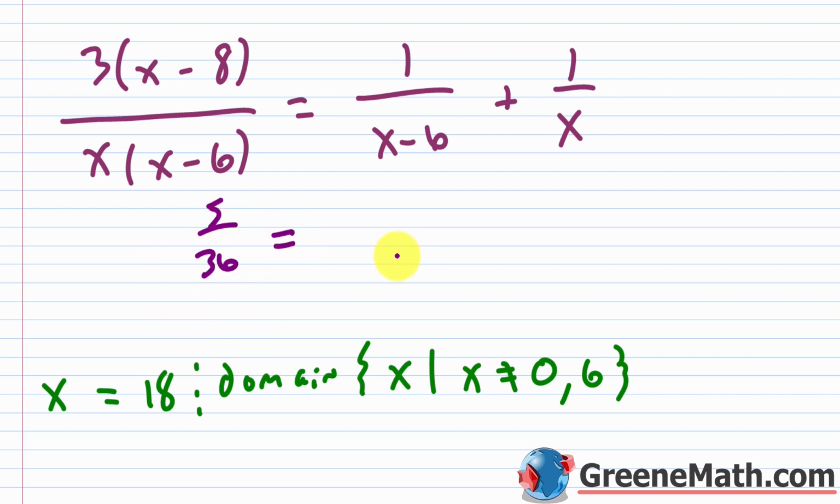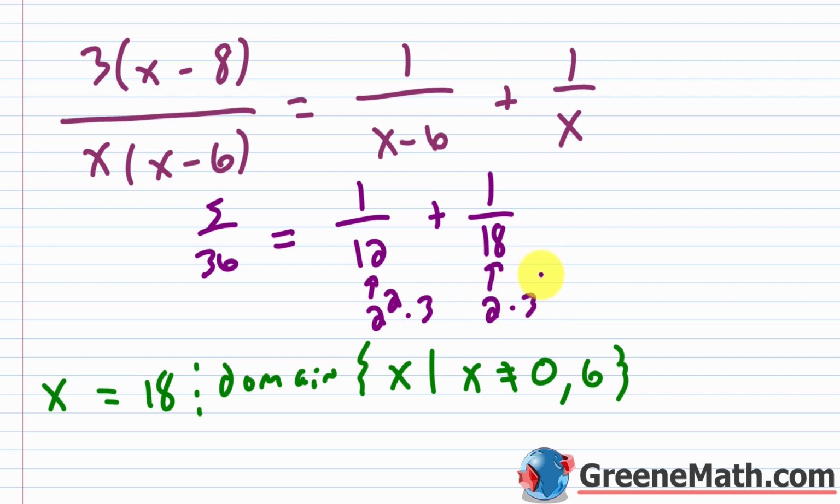This is equal to. Over here, you have 1 over 18 minus 6, which is 12. And then plus 1 over 18. Now, you would have to get a common denominator here. In the LCD, when you consider 12 and 18, this right here is basically 2 squared times 3. And this right here is 2 times 3 squared. So you need 4, or 2 squared, times 9, or 3 squared. So 36 is the LCD.